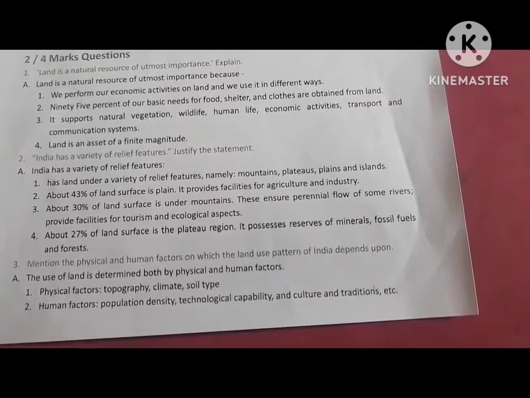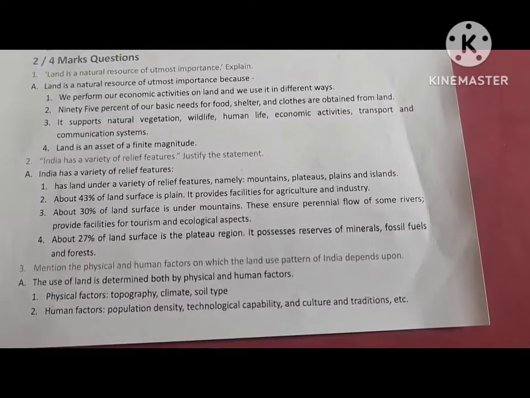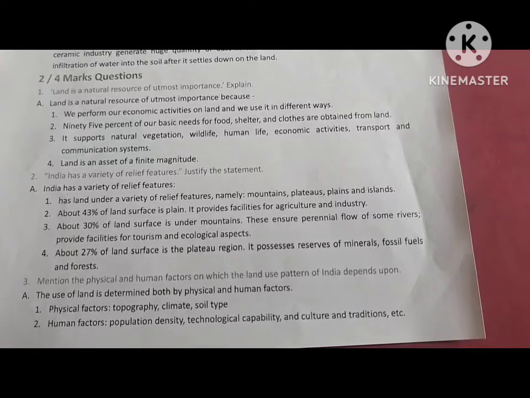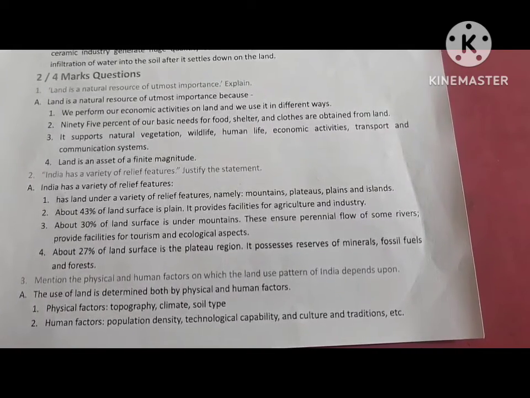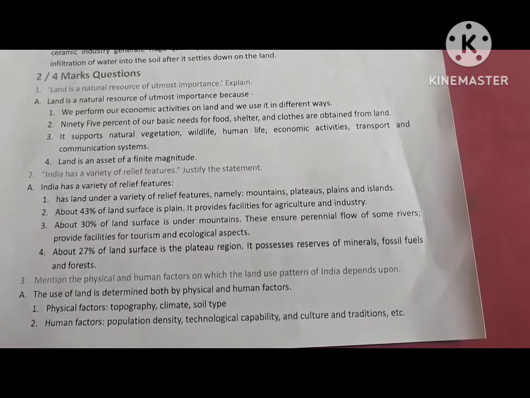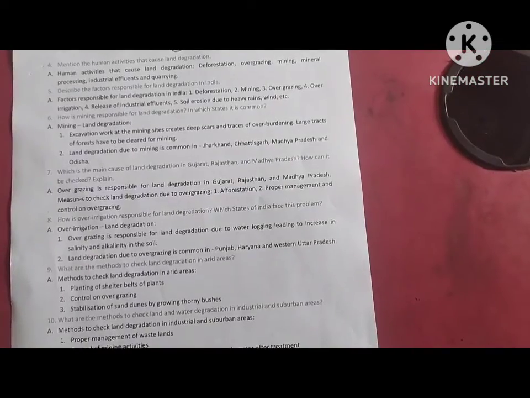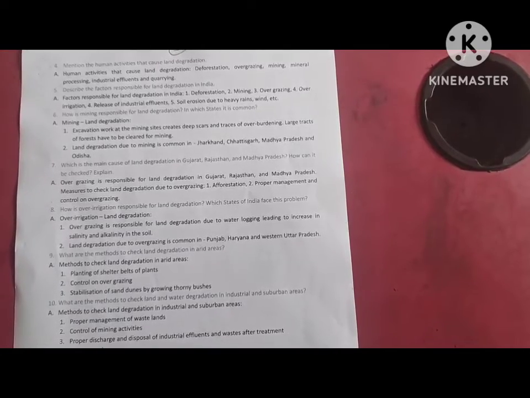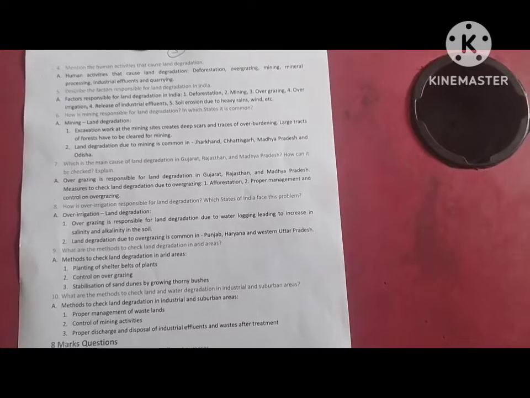Next question. Mention the physical and human factors on which the land use pattern of India depends. Answer: The use of land is determined by both physical and human factors. One, physical factors: topography, climate, soil type. Second, human factors: population density, technological capability, culture and traditions, etc. Next question. Mention the human activities that cause land degradation. Answer: Deforestation, overgrazing, mining, mineral processing, industrial effluents, and quarries.